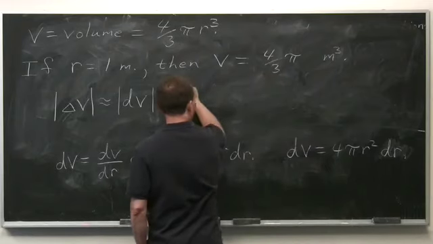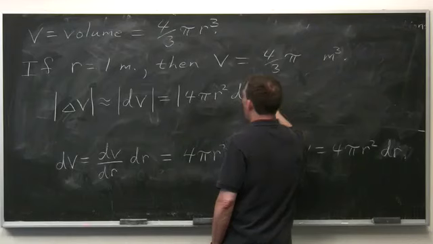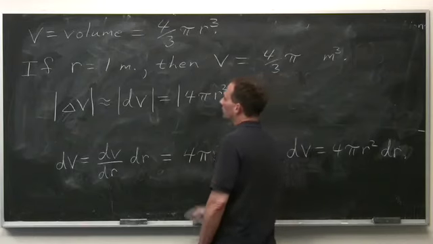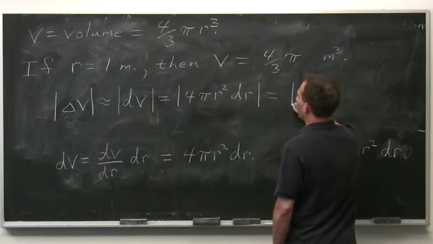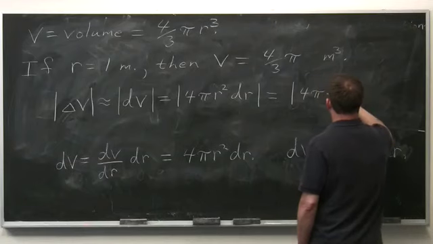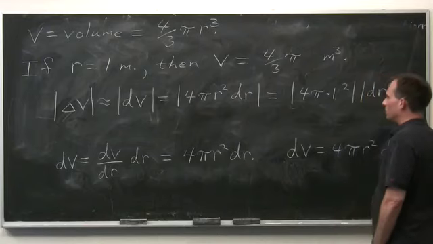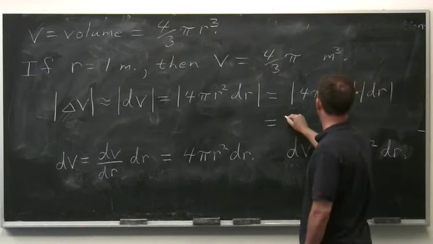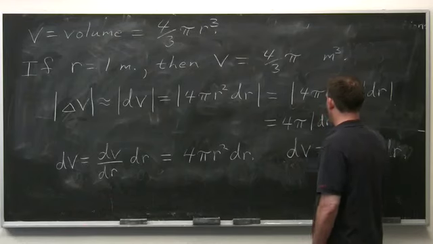But we get, this is the absolute value of 4 pi r squared dr. But we're putting in that r is 1. We're doing this when r is 1 meter. So we get that this is 4 pi times 1 squared times dr, but the absolute value of the product is the product of the absolute values, so we can split this off. Okay, well, this is already positive, so this is 4 pi times the absolute value of dr.